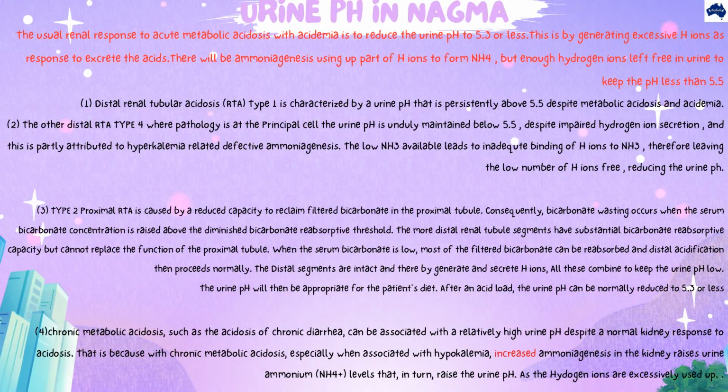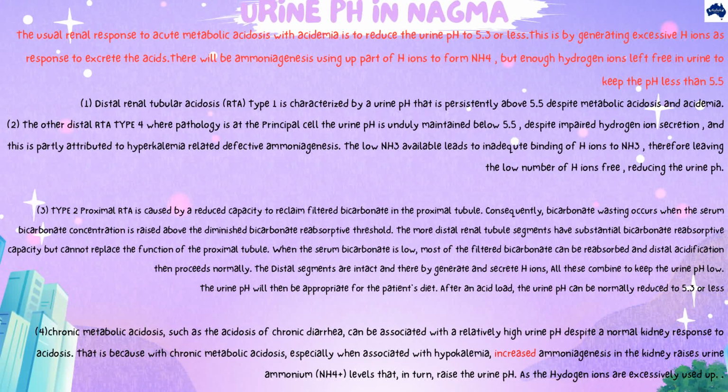However, you would find that in chronic diarrhea, despite the kidneys appropriately excreting the acid in the form of ammonia, the increased ammoniagenesis leads to the hydrogen ions being used up. There would be excessive ammoniagenesis and the hydrogen ions would be used up, and then you would have fewer or no hydrogen ions in the urine, thereby you would have a pH that is on the higher side.